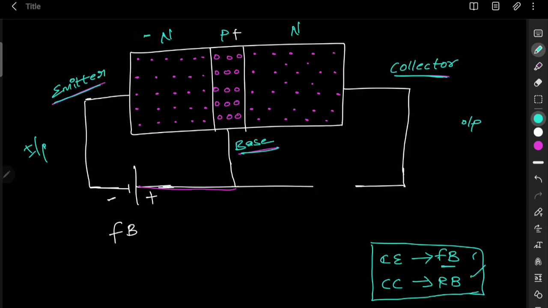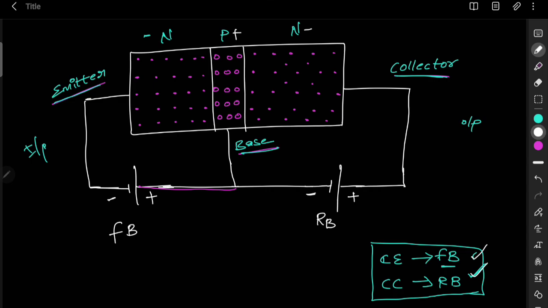Now coming to the output section. The output section should be under the reverse bias, so now we have to give the biasing to this. This comes under the reverse bias: the negative is given to the positive terminal of the battery, and the base, which is positive, is given to the negative terminal of the battery. So now this comes under the reverse bias. These two conditions are satisfied, and now the working will start.